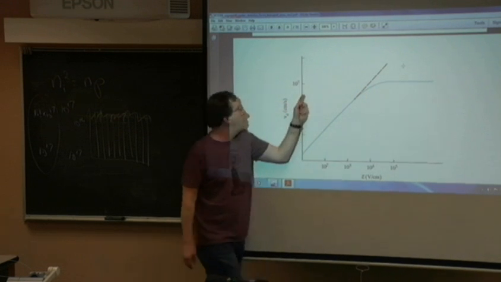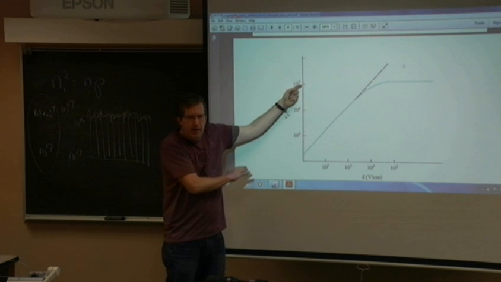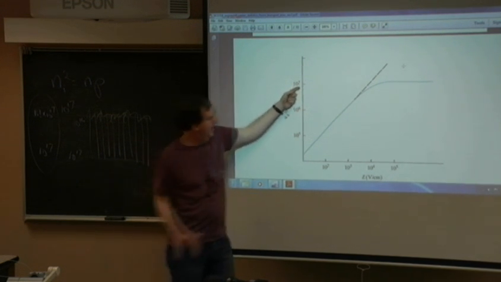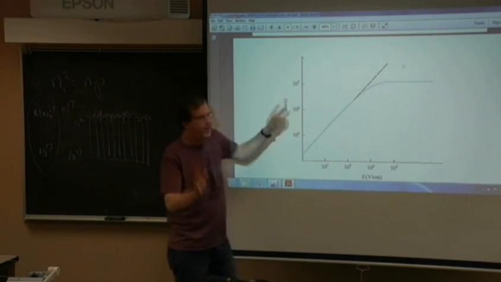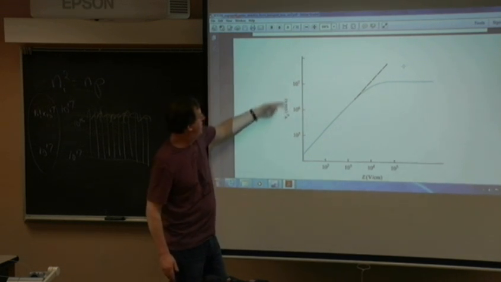So the carriers don't go through at the speed of light. Don't ever think the carriers move at the speed of light. They're moving at 10 to the 7 centimeters per second.